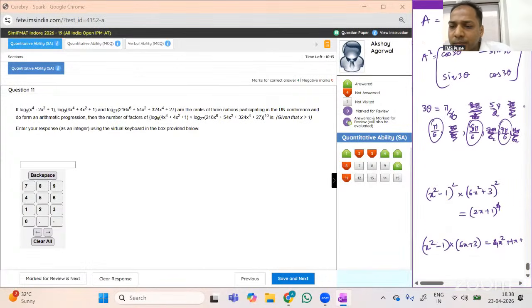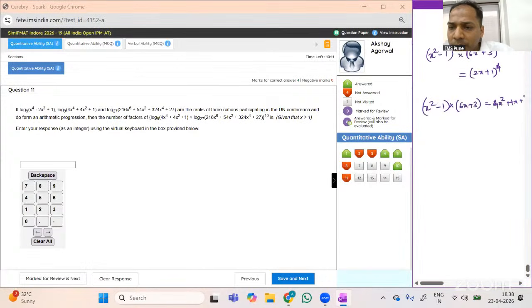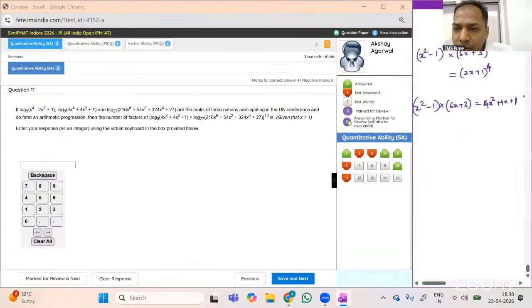So sorry, 4x plus 1. So therefore, this is x square minus 1 and this is 6x square plus 3. This is 2x square plus 1 the whole square. So 4x to the power 4, 4x square. So if I multiply this, this gives me 6x to the power 4 minus 6x square plus 3x square. So that's plus 3x square. And the constant term would be minus 3 equals.